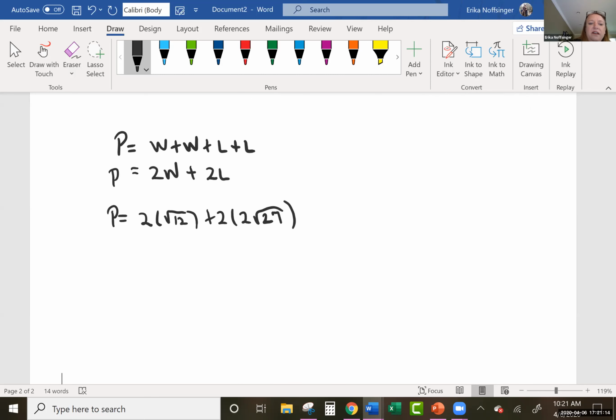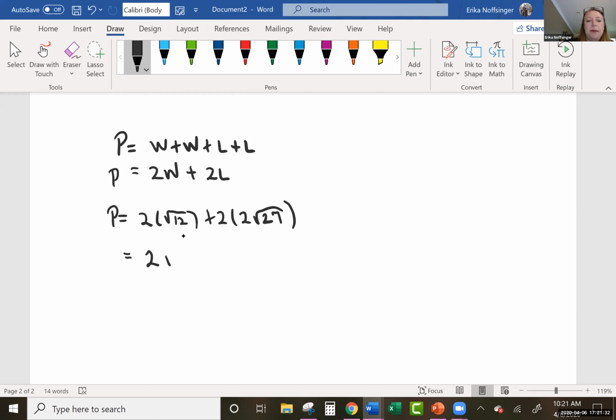So we want to simplify this. We can't just sum this because there's not the same number underneath the radical. But I also noticed that there's numbers underneath the radical that are factors of those that are perfect squares. So let's just rewrite them real quick.